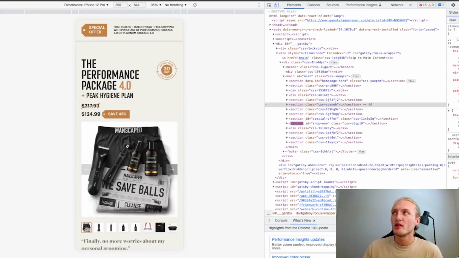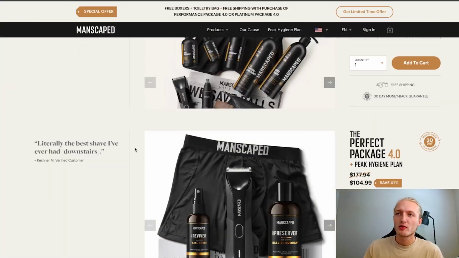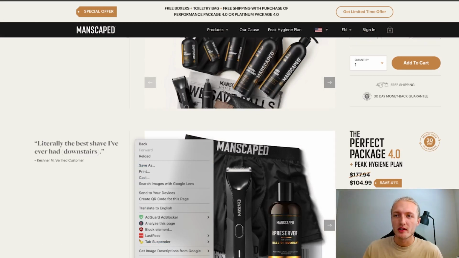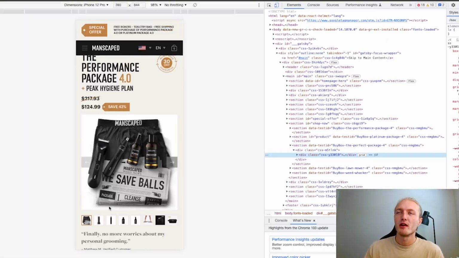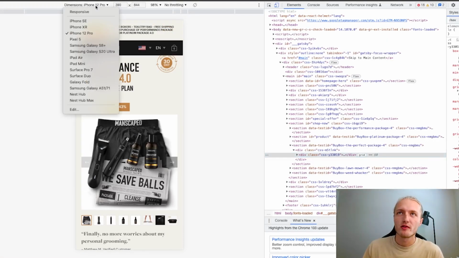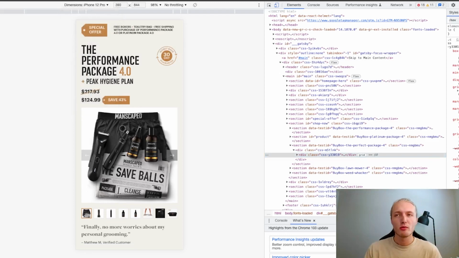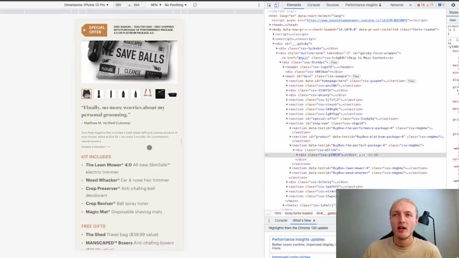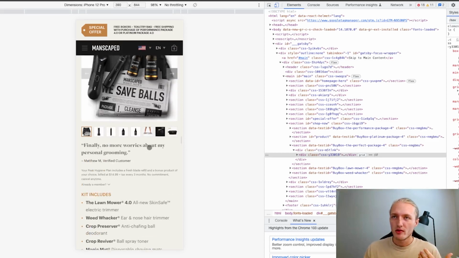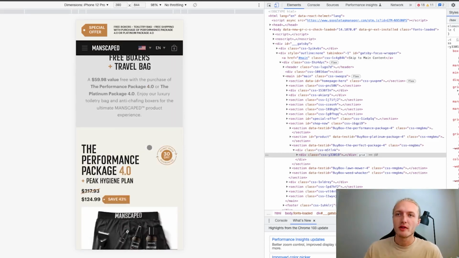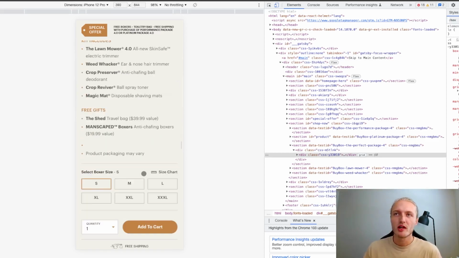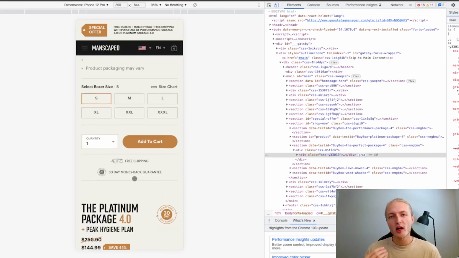A good way to test that, if you have Google Chrome, is you can just right click and click inspect. This is an inspect element, meaning you can change the different devices you see it on, and this is what mobile view will look like on Manscaped. So as you can see, the offer is still easy, you can definitely read it. It's not all jumbled together. The font is big enough to read. So I encourage you to make sure your mobile site is optimized and your text isn't all messed up.